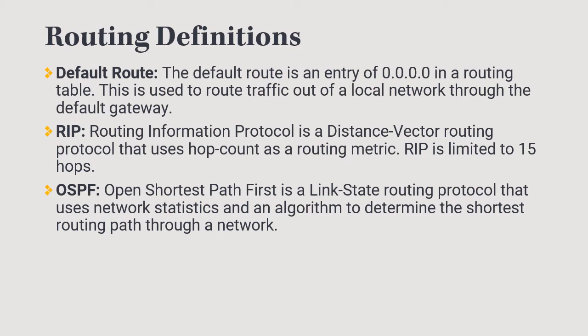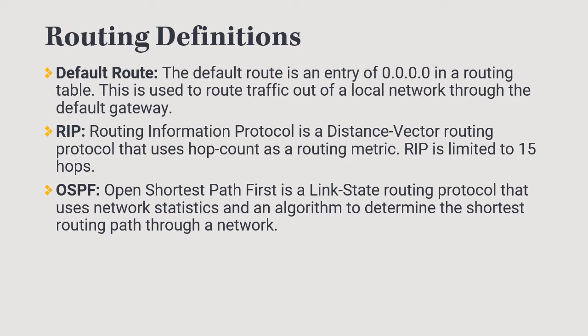Also, two more definitions that you're going to need to know. We have RIP, which is Routing Information Protocol. This is what's called a distance vector routing protocol. Basically, it takes a look at the possible paths and just counts the number of routers between you and the destination, and it chooses the path based on the smallest number of hops, or smallest number of routers that it has to go through. RIP is limited to 15 hops, so it's not really good for large networks.